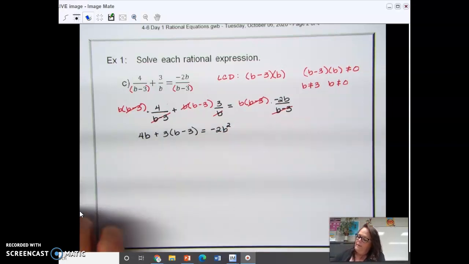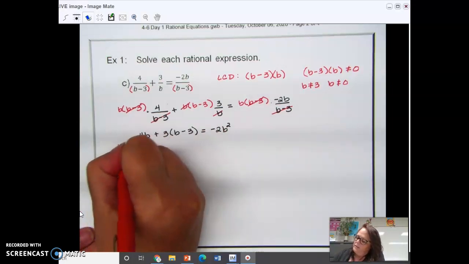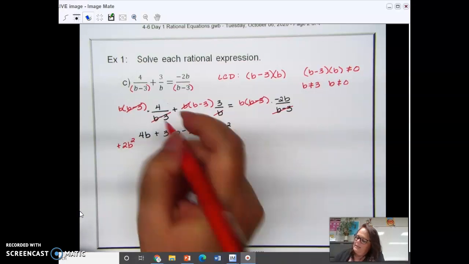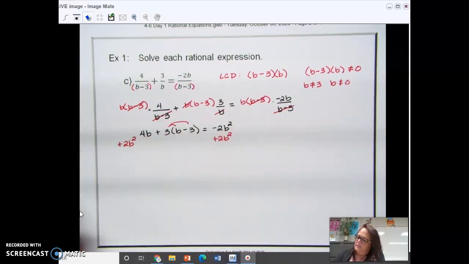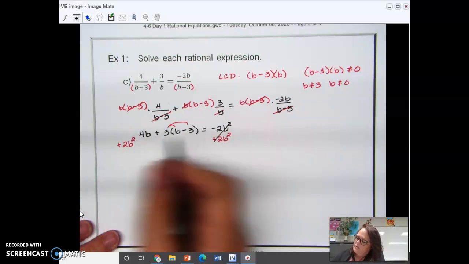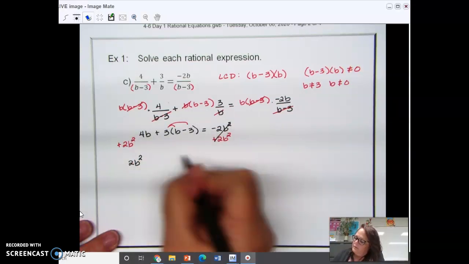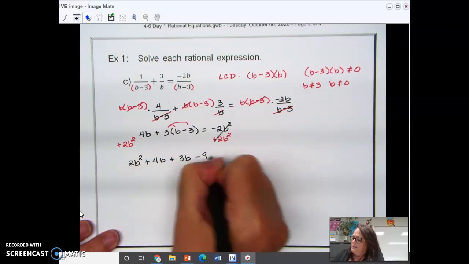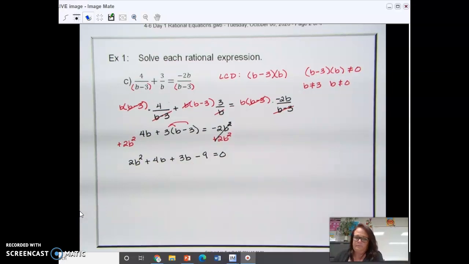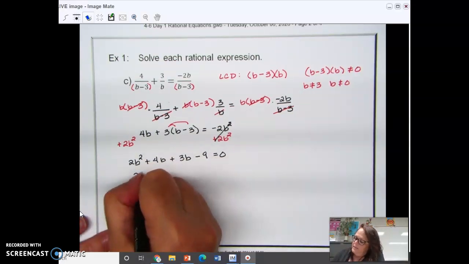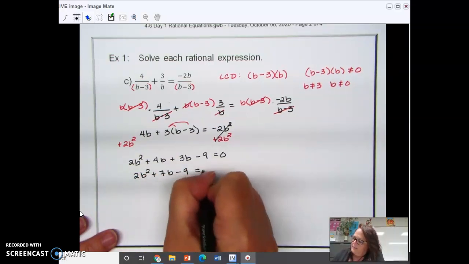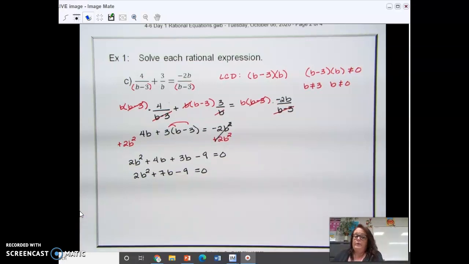Okay, so I'm going to do a couple things at the same time. One thing I'm going to do is add the 2b squared to both sides. And the second thing I'm going to do is distribute the 3 to the parentheses. So let's see what we end up with. Here this cancels, and I've got 2b squared, plus 4b, plus 3b, and then minus 9 is equal to 0. And so if I combine my like terms, I have 2b squared plus 7b minus 9 is equal to 0. So now we need to try to factor this, and let's see what happens.